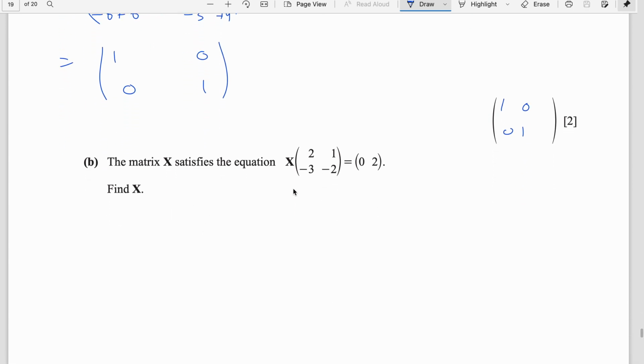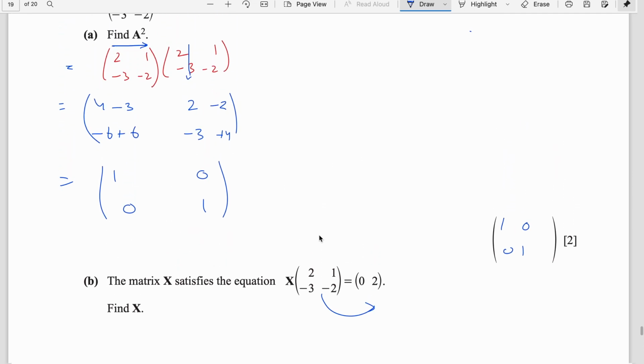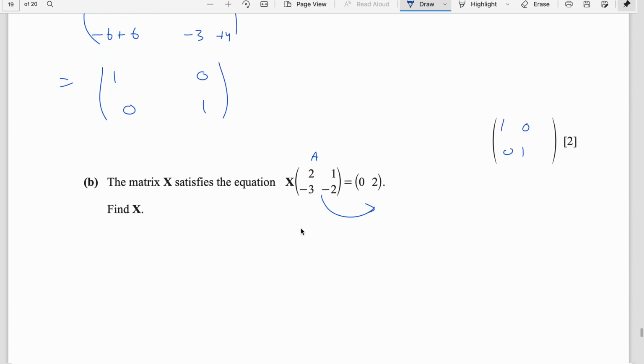The matrix X satisfies the given equation. Find X. So basically, if I have to find X, I'll take this to the other side and find the inverse of this. Let me name this. This is already there, [2, 1; minus 3, minus 2]. So this is basically A. So XA = [0, 2]. So X = [0, 2] times A inverse. Be careful if it is A on the right hand side.